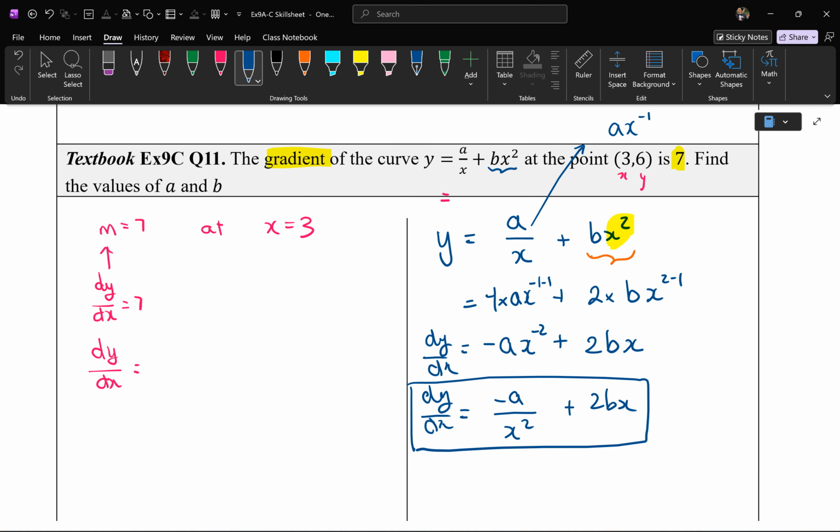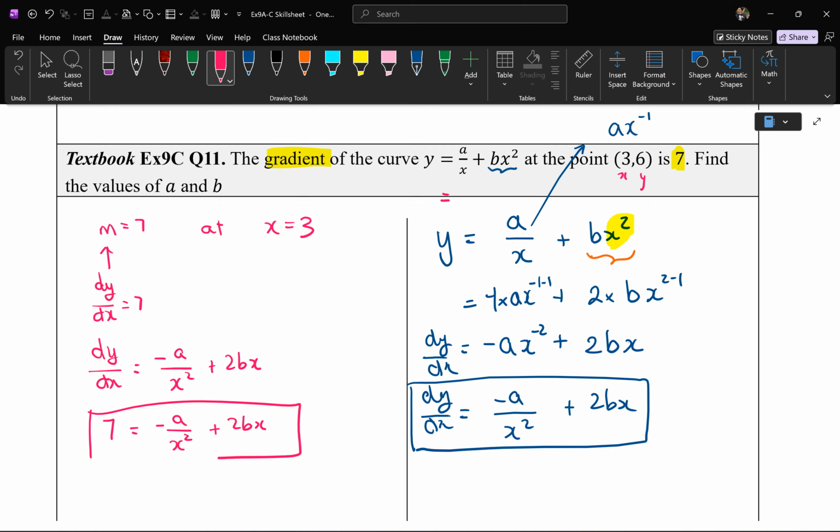And I know the derivative is equal to 7. So let's rewrite that again. We now have -a over x squared plus 2bx. That's meant to equal 7, so that gives us one equation. So we now have 7 is equal to -a over x squared plus 2bx. That's one equation.